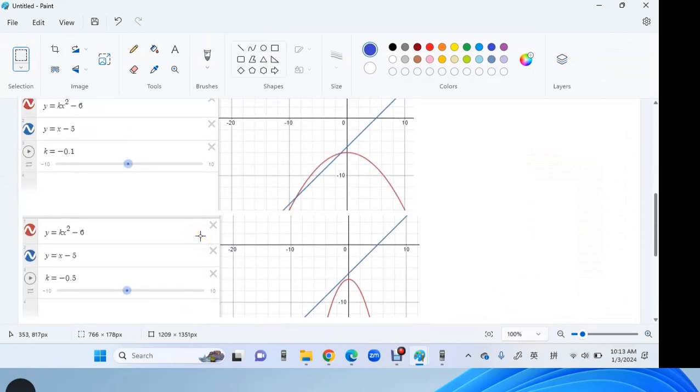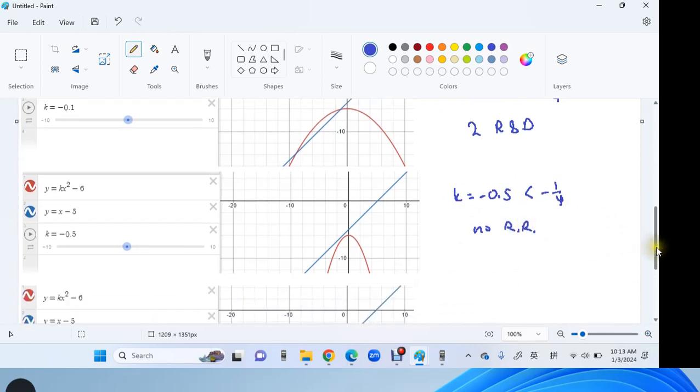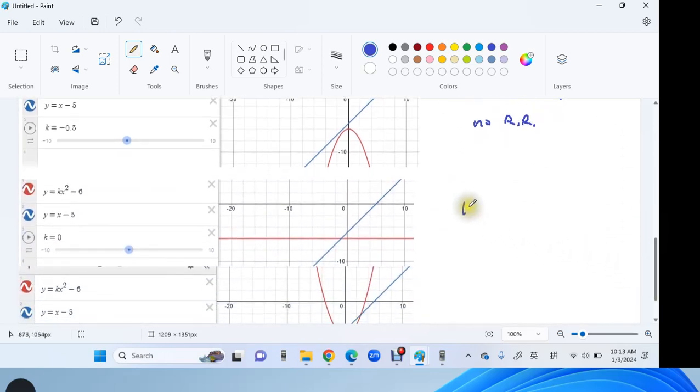Okay. So this one we have k equal to negative 0.1, greater than negative 1 over 4. So two real and distinct roots. So k equal to negative 0.1 less than negative 1 over 4, no real root. Okay, no intersection. So k equal to 0, then this one becomes y equal to negative 6. Okay, not quadratic. Then they have one intersection.